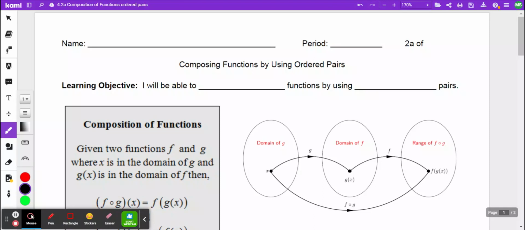Welcome, everybody, as we dive into composing functions by using ordered pairs. Our objective for today is to be able to compose functions using ordered pairs. Now, at the moment, I'm like, well, that's just circular logic right there. We're just saying the same thing we just said. Make sure you say this in your audio part of your Edpuzzle.